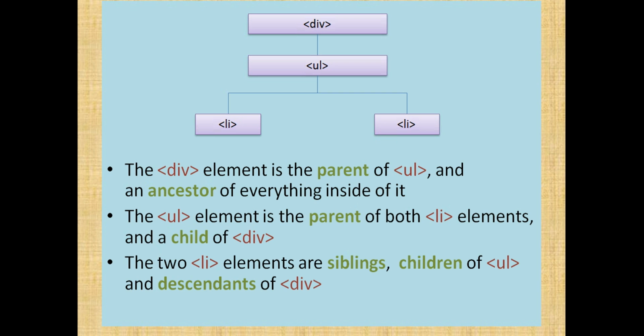So here you see the div element is the parent of UL and an ancestor of everything inside of it. The UL element is the parent of both li elements and a child of div element. The two li elements are siblings, children of UL and descendants of div.